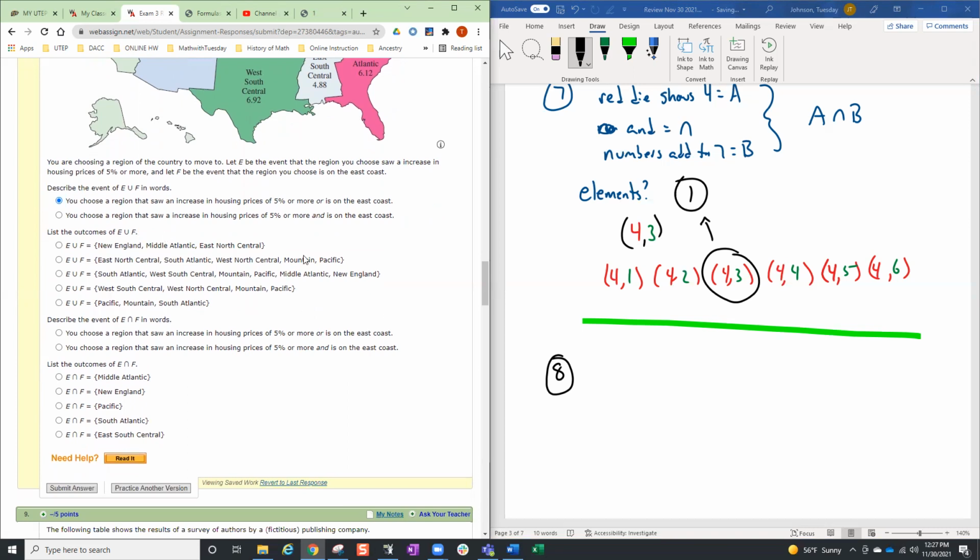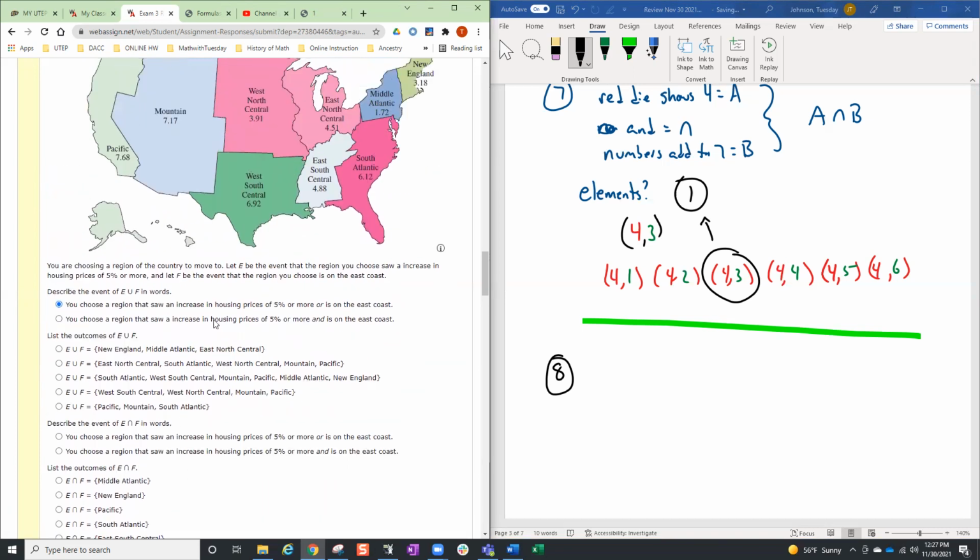So all the outcomes. I'm listing everything that has 5% or more. So we have Pacific, we have Mountain, we have West South Central, South Atlantic. Or, so we add to that F, East Coast, so we'll add the New England and Mid-Atlantic states. So it looks like it'll be all of them. But what's the intersection? The intersection is above 5% and on the East Coast. So South Atlantic would be the only thing there.